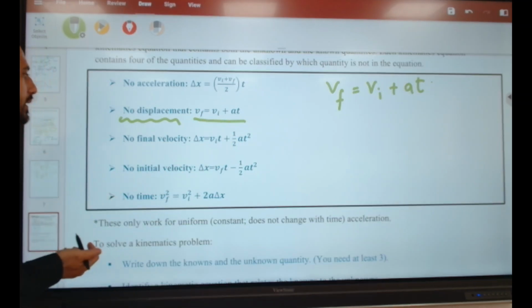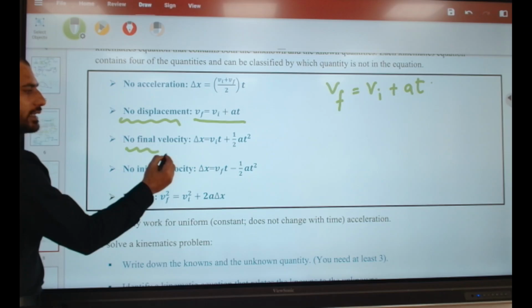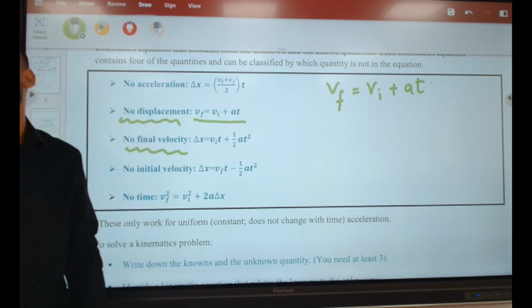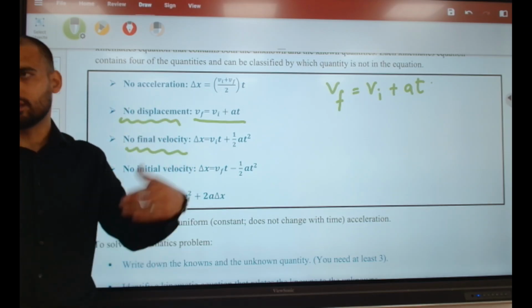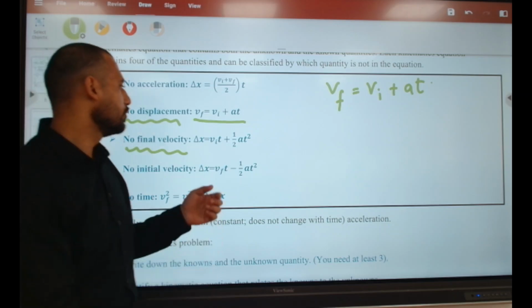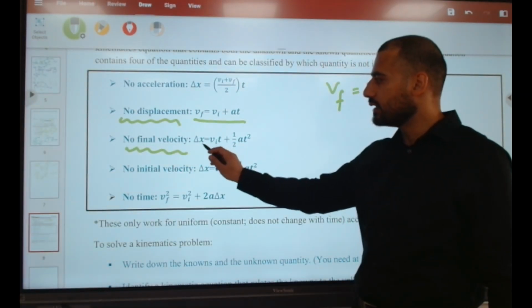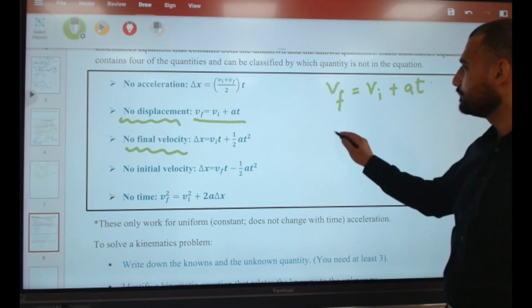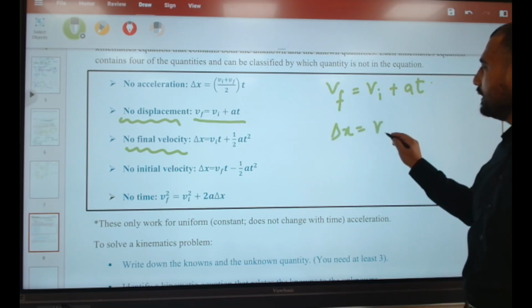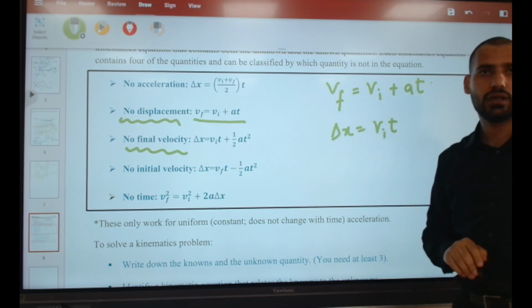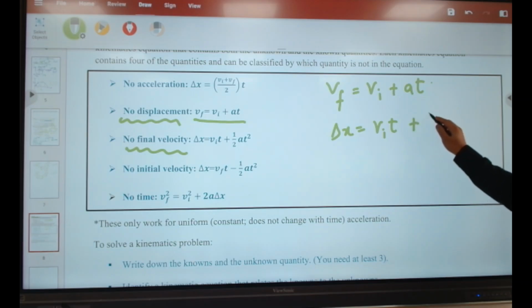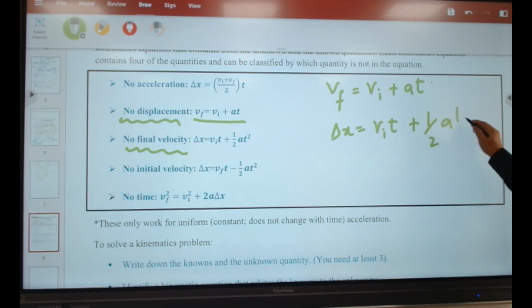Okay? Similarly, there can be a case when the final velocity is not given and the other 4 variables are given. Okay? Or you have to find one. So if no final velocity is given, then the displacement delta x is given by initial velocity into time, okay, and then add to it half of acceleration into time square. Is that fine?